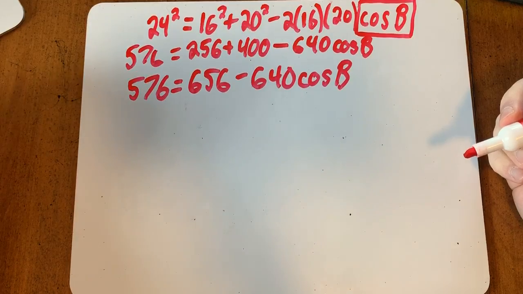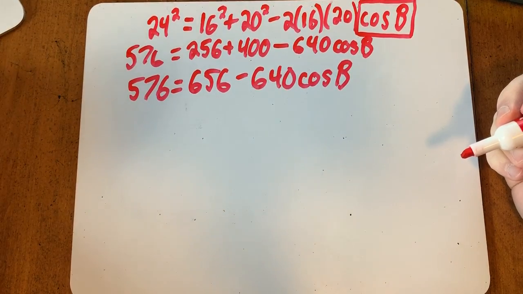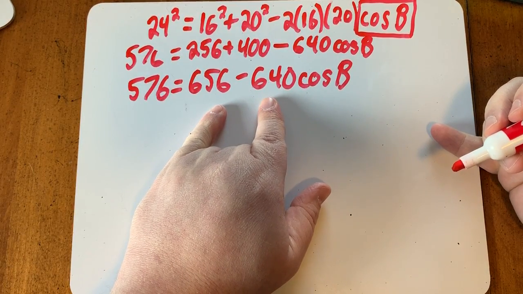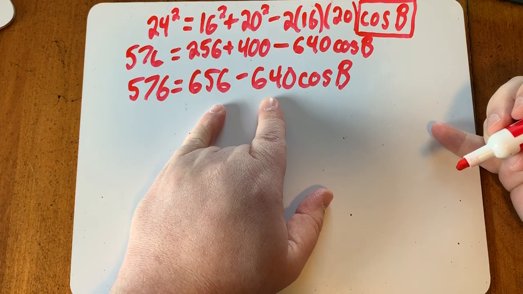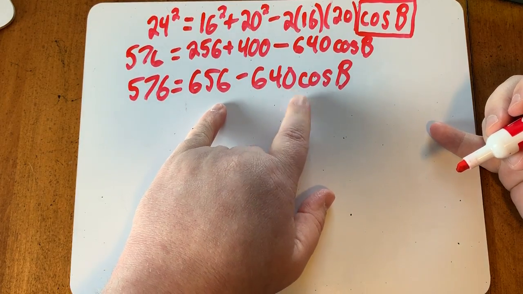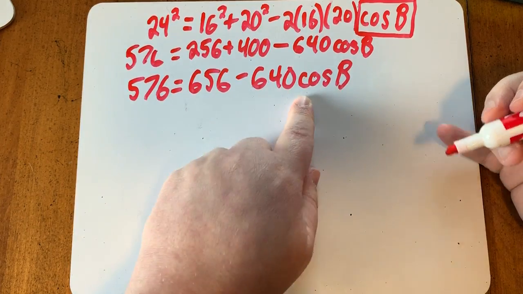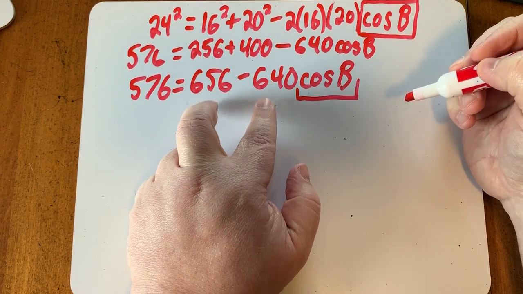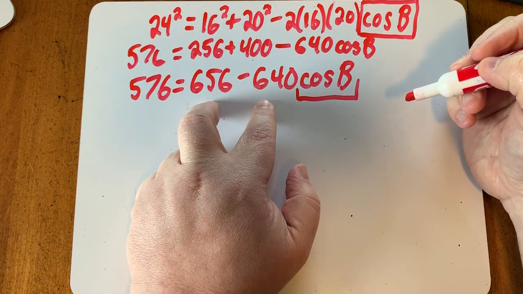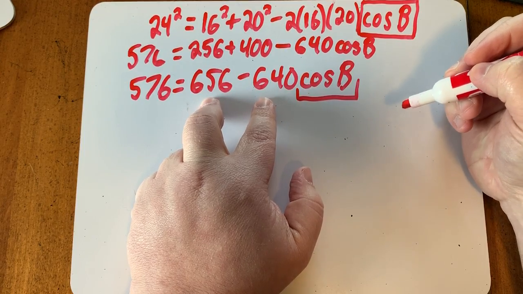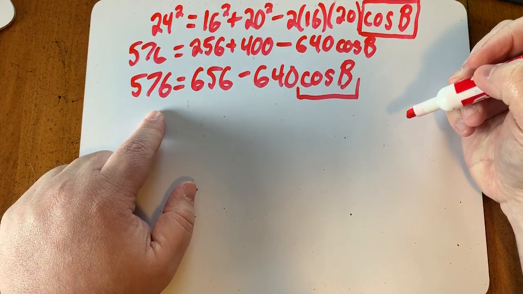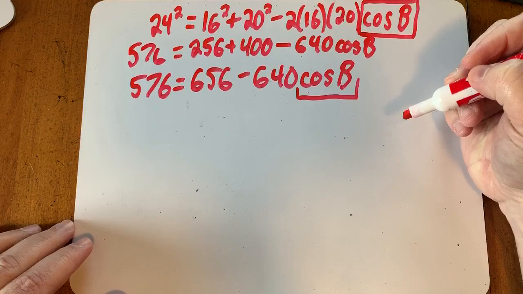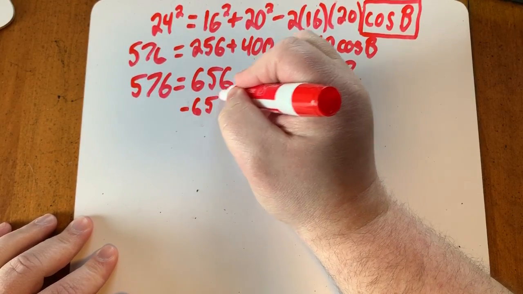All right, here is the trap that kids fall into all the time. Right here, this does not simplify to 16 cosine of b. It does not. These are not like terms. You cannot combine them. This one has the cosine of b. This one does not have the cosine of b. You cannot subtract these two. If you do, you're doing it wrong. And then you would have 576 over 16, which you're not going to be able to take the cosine inverse of. So first we subtract 656.